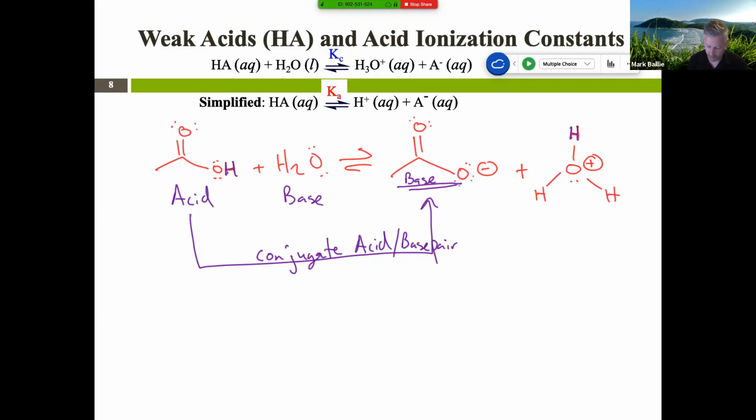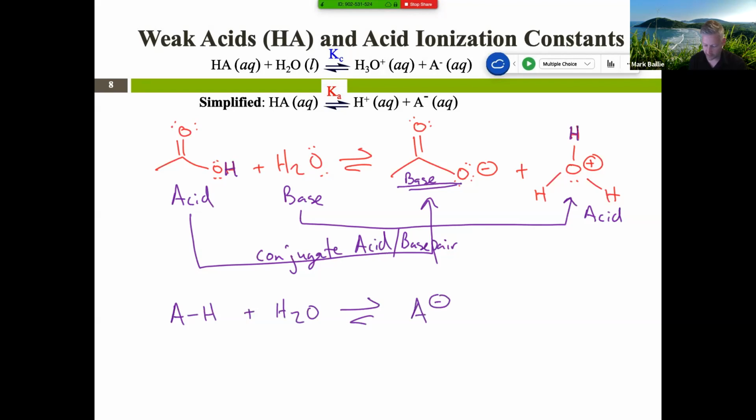And then water ends up accepting a proton. So on the left side, it's a base. On the right side, it's an acid, because going backwards, it acts as an acid. So the simplified version of this is our anion attached to a hydrogen ion plus water yields our anion by itself plus H plus, or we can say H3O plus. You're going to see this type of terminology a lot. And if it's confusing to you, I need you to ask a question now.